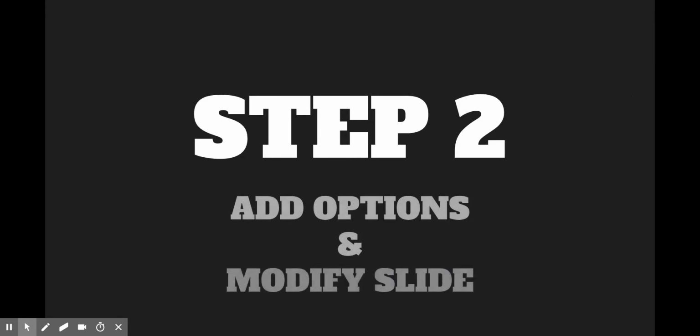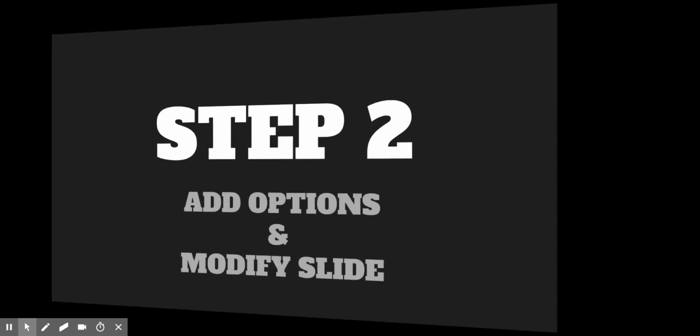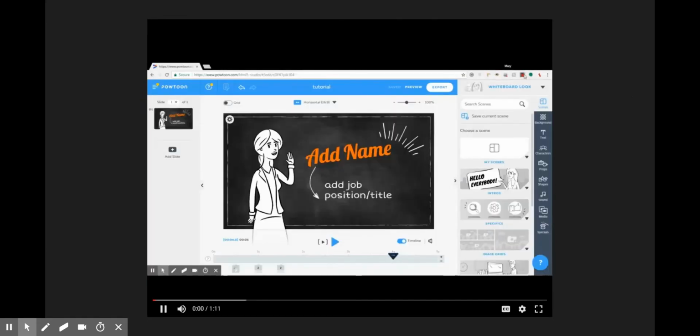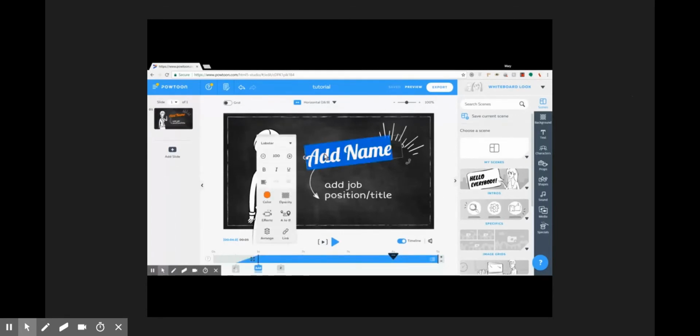Adding options and modifying your slide. So for this video, I selected this scene. The scenes are available over here on the right-hand side. On the left-hand side, you'll see the slides that you've chosen and if you've added any transitions between your slides. So to get started, I'm going to change my name.